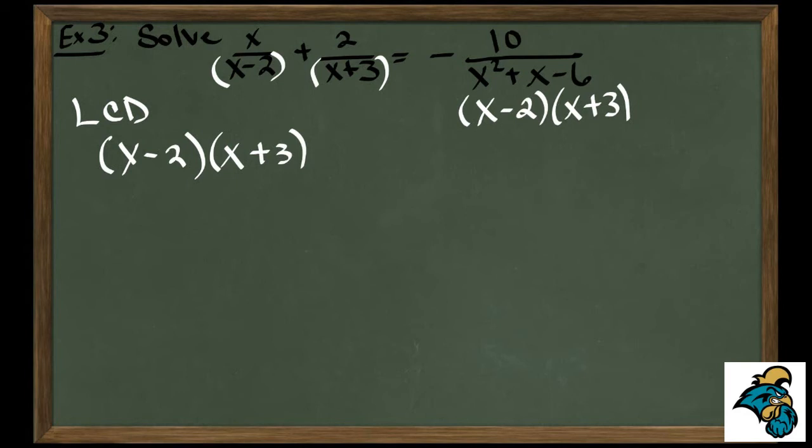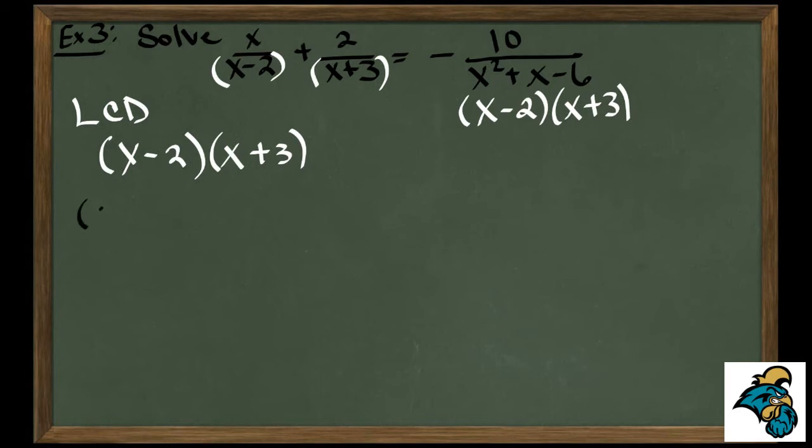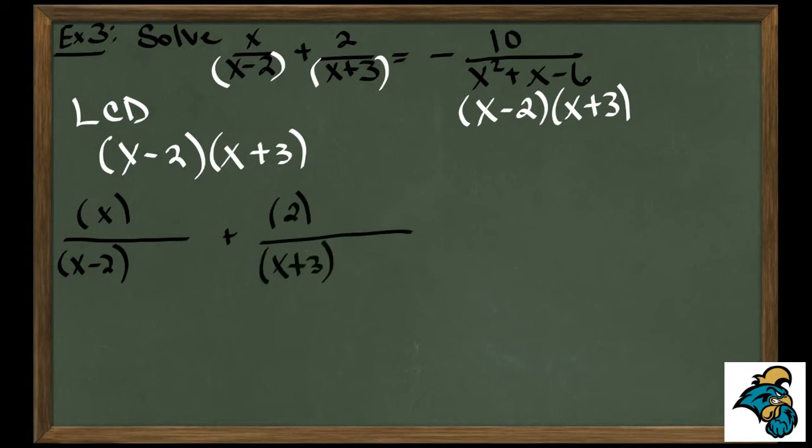So let me change my pen again. So just to show you what we originally had, we had in this first fraction x in the numerator, x minus 2 in the denominator. In the second fraction, we have 2 in the numerator, x plus 3 in the denominator, equals, I'm going to go ahead and put this negative with the 10 so we don't lose it on accident. And in the denominator, I'm going to put the negative 10 in parentheses, I have x minus 2 and x plus 3. So I just rewrote the original problem with a little extra spacing. Let me go back to my white chalk.